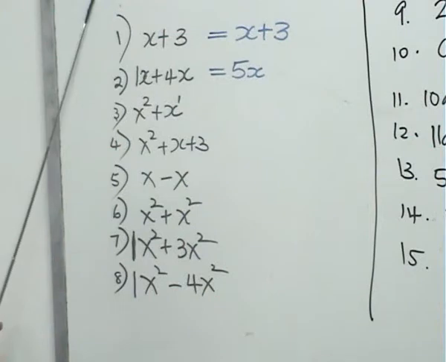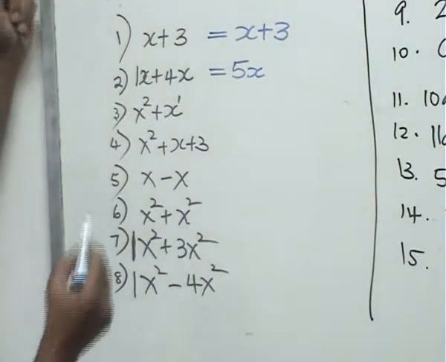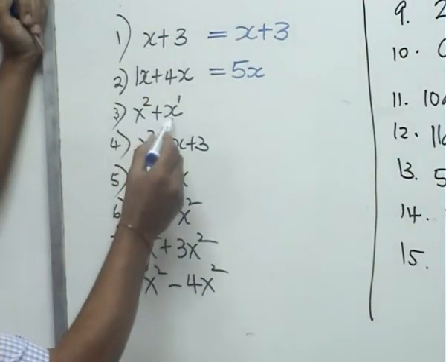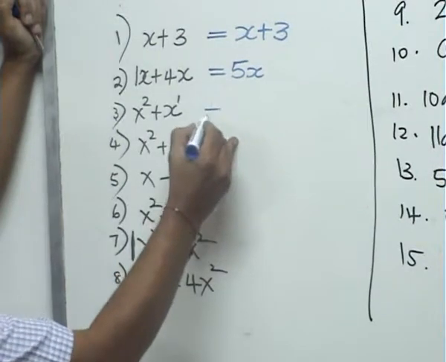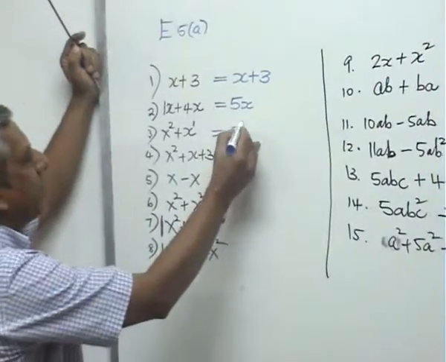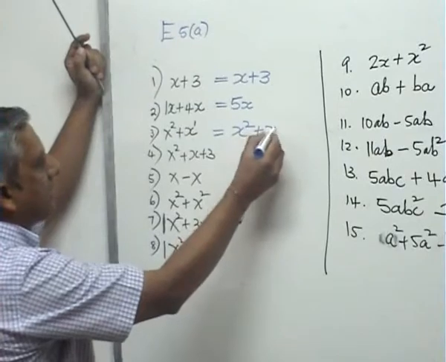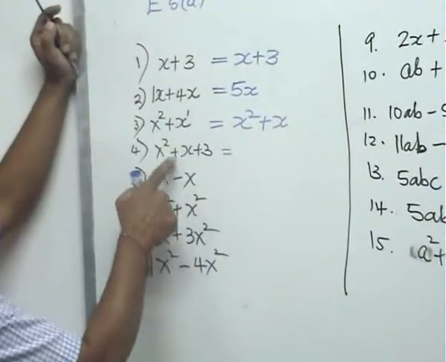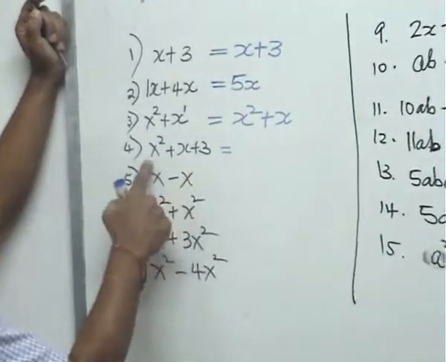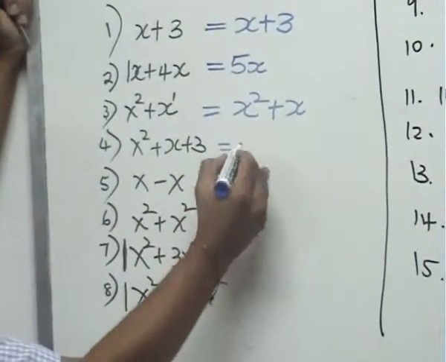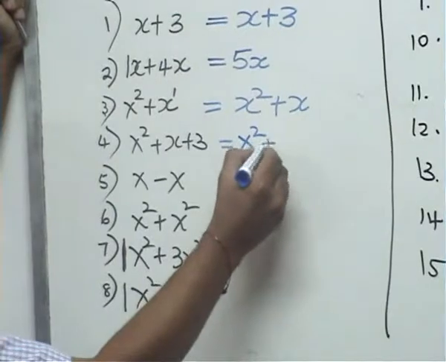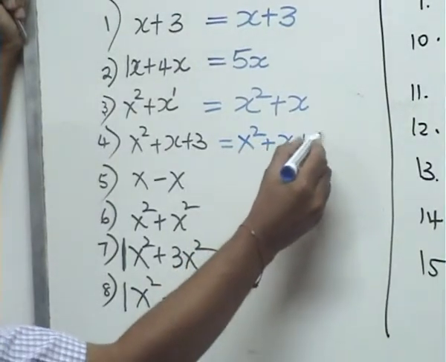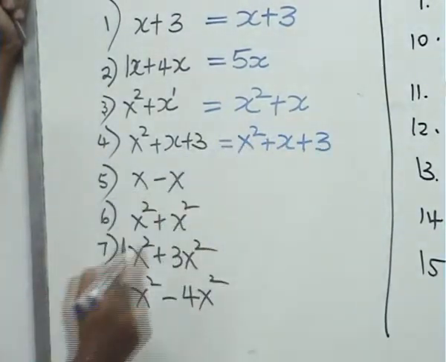So here are the answers to exercise 5a. Number 3, x squared plus x: these are unlike terms. You cannot add them up, so you will just rewrite it as the same. Next one, x squared plus x plus 3. These are unlike terms, you cannot add them up. So it will be x squared plus x plus 3. You just rewrite the same thing again.